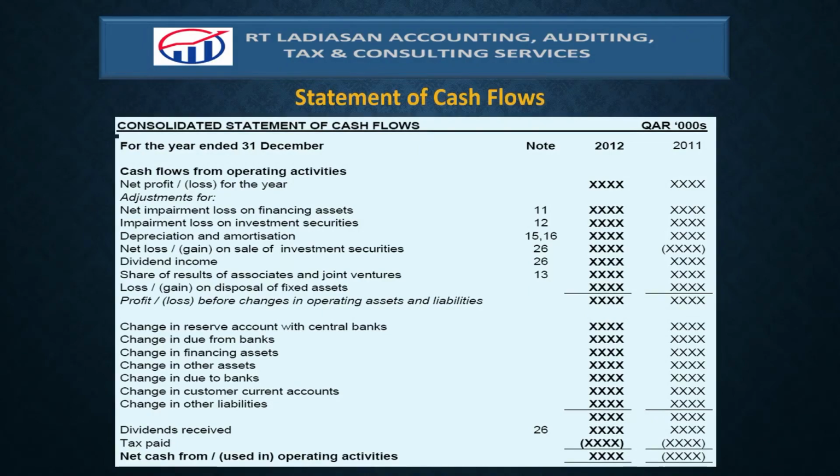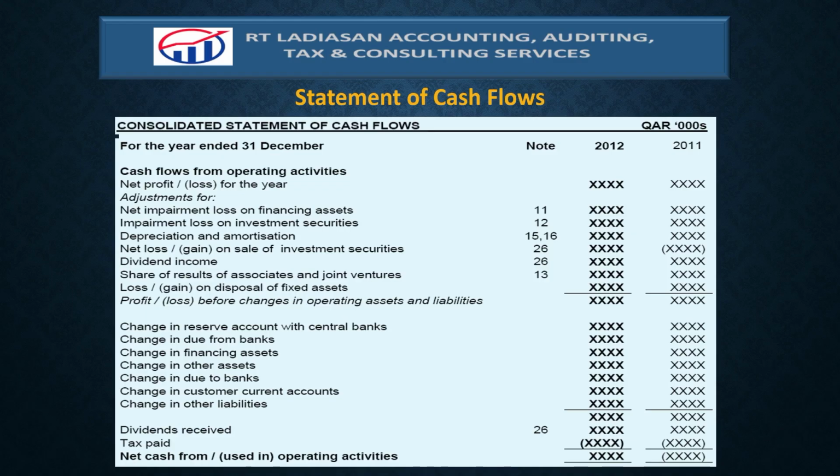Let's take a look at the statement of cash flows. This formal statement, as required by the IFRS Financial Accounting Standards, must show the cash flows from operating activities. It must also show the cash flow from investing activities and the cash flow from financing activities.